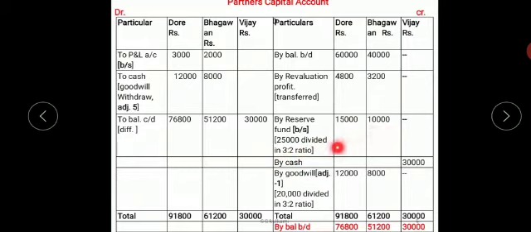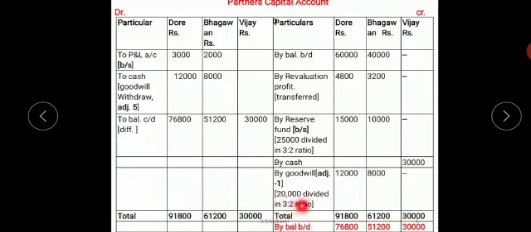Now you have to go for the first adjustment, that is cash which is brought by the incoming partner. So by cash 30,000 for Vijay's column, you have to credit it with 30,000. Now he is getting 20,000 as goodwill. Now this goodwill has to be distributed in sacrifice ratio among the old partners.